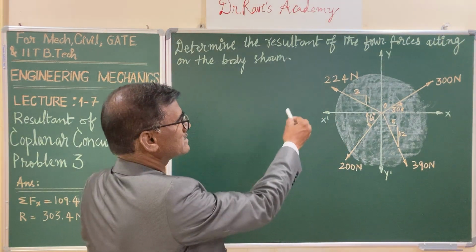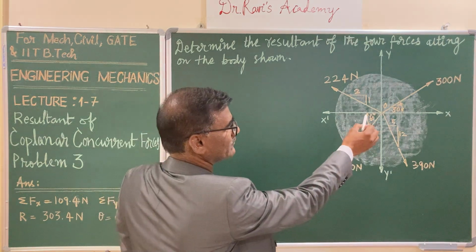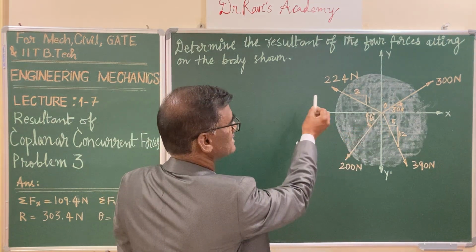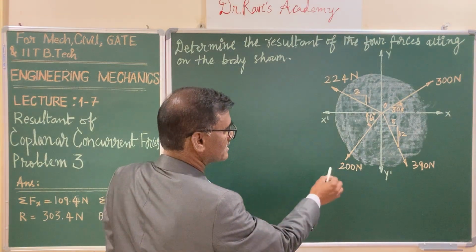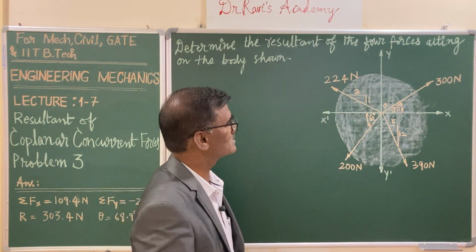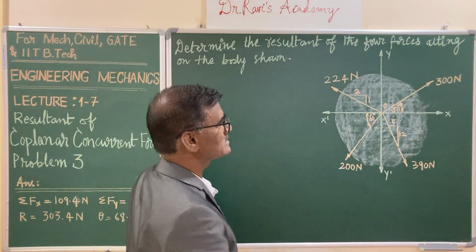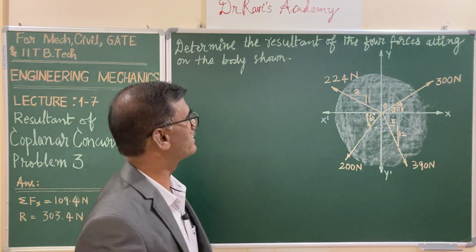A rigid body is subjected to four forces. Let us say that in the first quadrant you have 300 newtons, in the second quadrant 224 newtons, in the third quadrant 200 newtons, and in the fourth quadrant 390 newtons. So you have four forces, all meeting at a point, the origin O, on the rigid body.